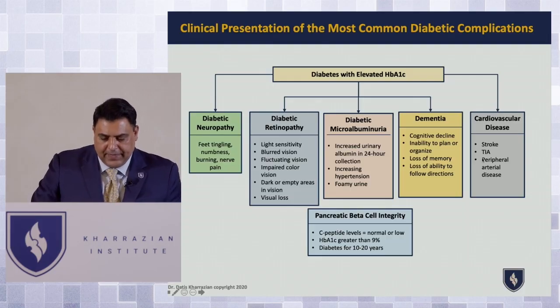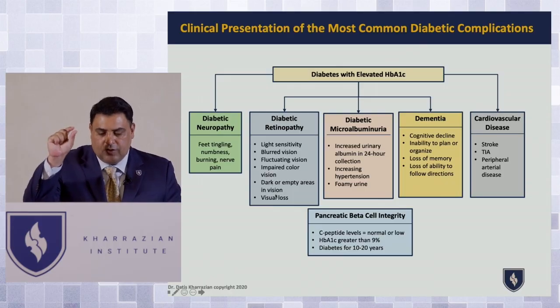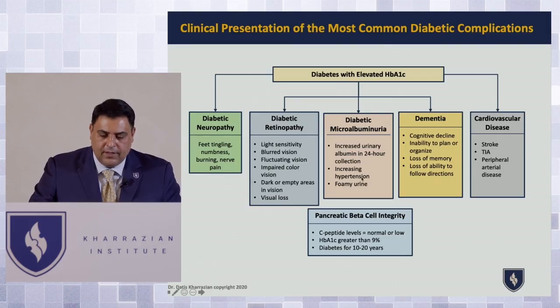So once you see HbA1c levels high, make sure they don't have any symptoms of their feet tingling or numbness or burning nerve pain. Make sure they have no signs of light sensitivity, blurred vision, fluctuating vision, impaired color vision perception, visual scotomas, areas where they don't see things very well. You might have to test for that specifically. Make sure they don't have foamy urine. Make sure they don't have any signs of cognitive decline. You might want to do their ankle-brachial index of blood pressure. Make sure they had no indications of any past TIAs or any abrupt loss of function.